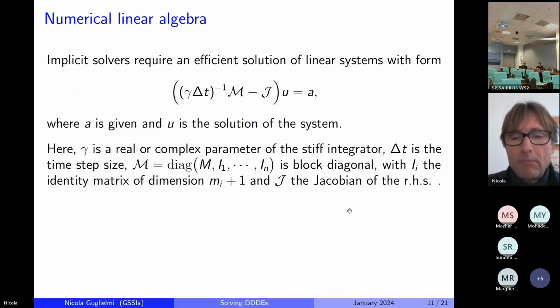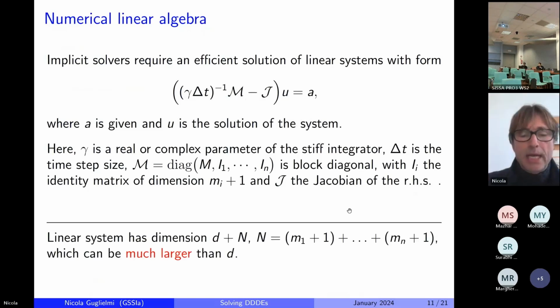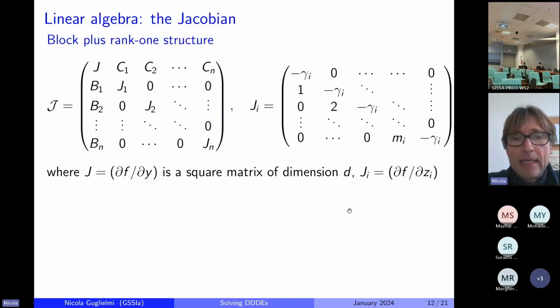Well, this is the point. This system that I've written before has a certain spatial structure. The global linear system has the dimension d plus n, and typically n can be much larger than d. So the number of additional ODEs is much larger than d. The whole matrix has a very special structure.